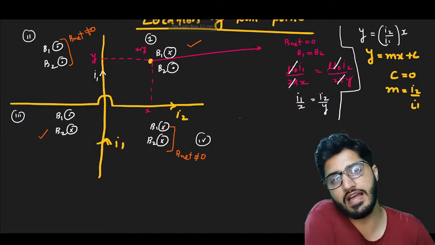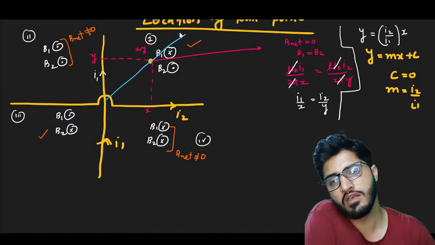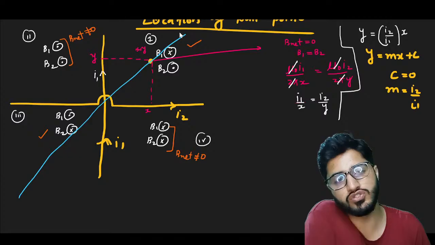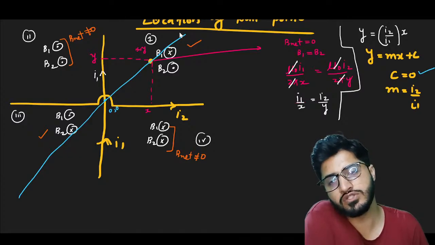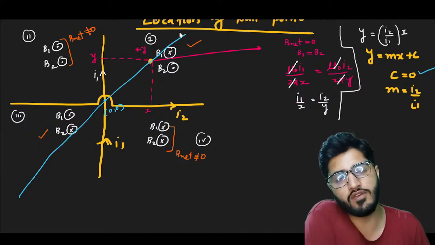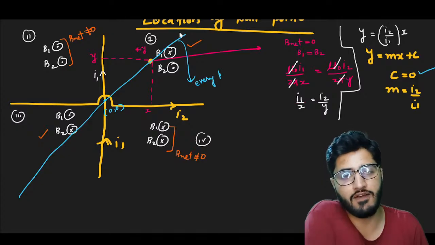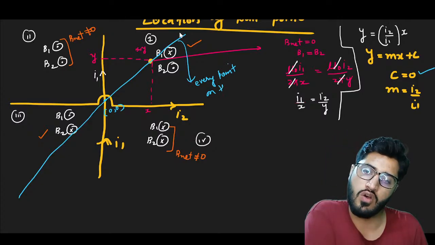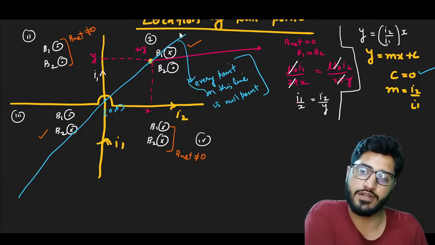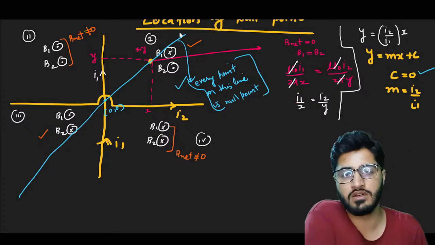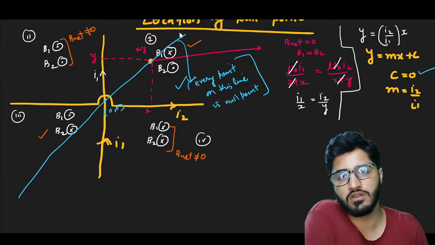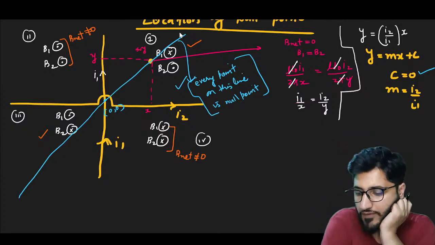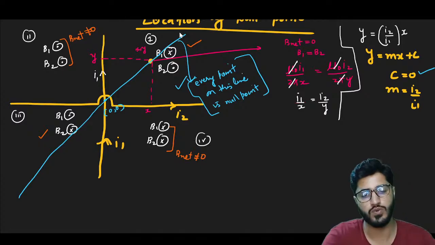That simply indicates if we are having something like this, a straight line crossing from the origin with the slope I2 by I1, you can write every point or any point on this line is a null point. Done? Easy? So every point on this line shows what? It is a null point.